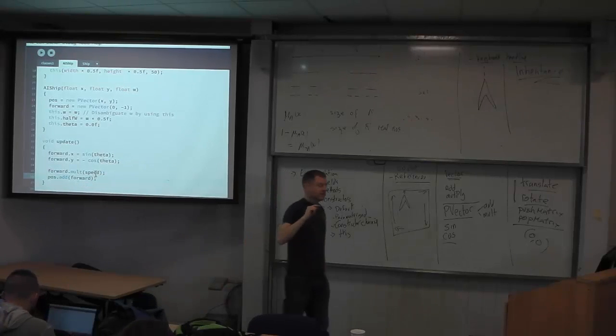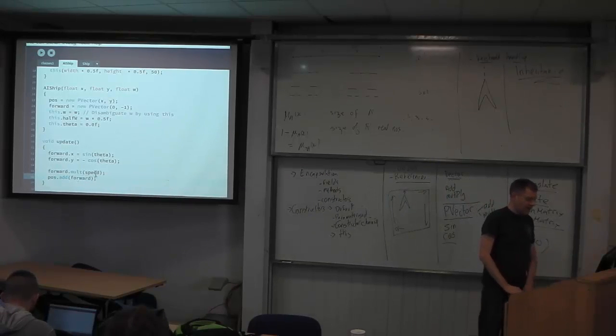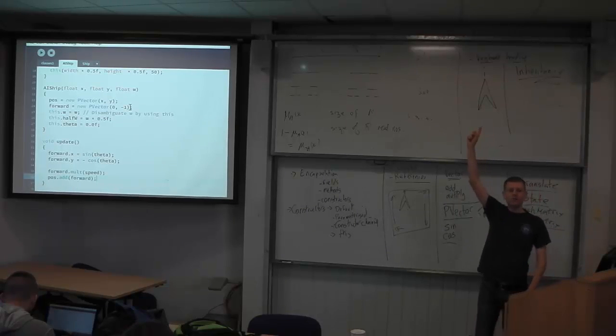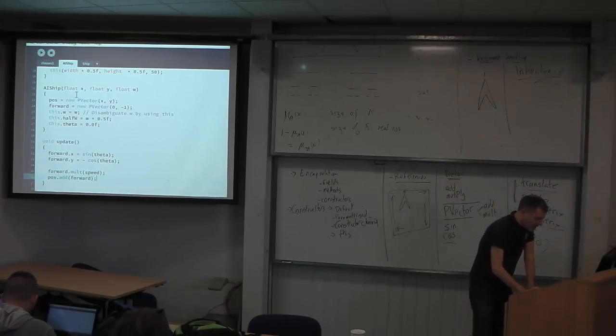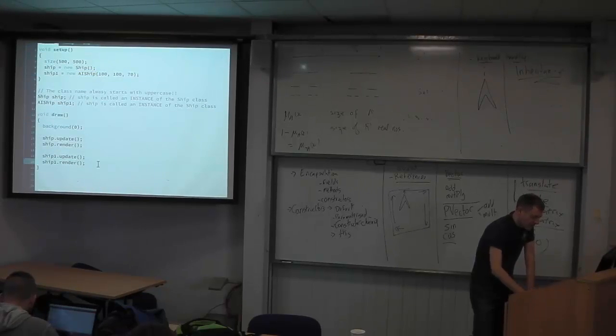So the forward vector is always of length 1, multiplied by the speed it becomes of length 5. My starting forward vector is 0 and minus 1, so the ship is going to go straight up. And then over here, I've taken ship 1 and made it into an AI ship as opposed to a ship. Alright?